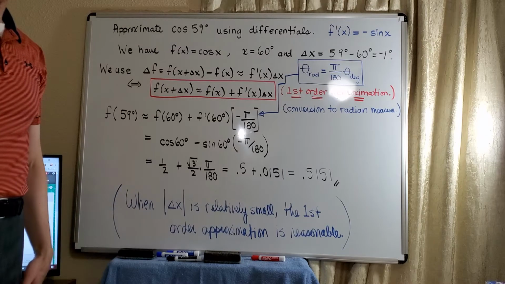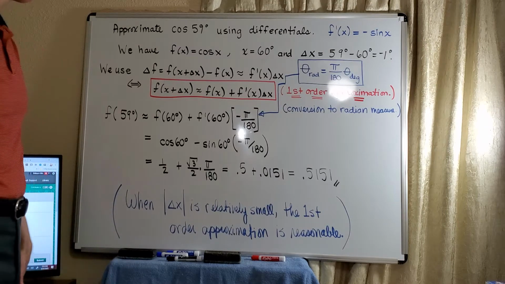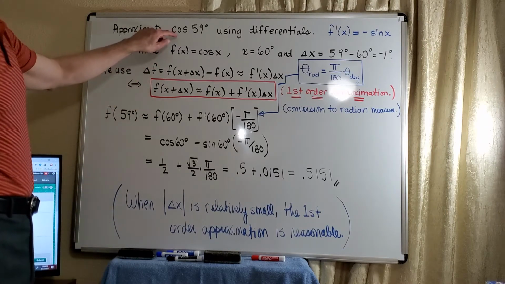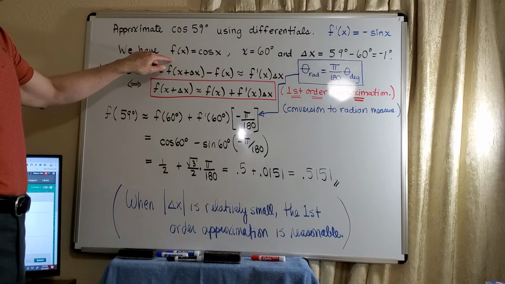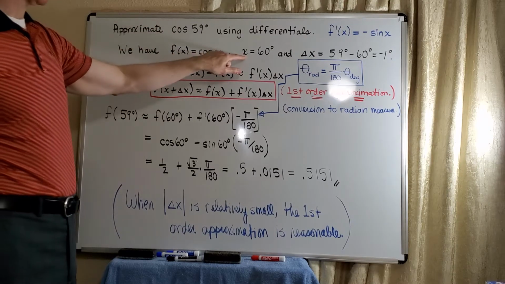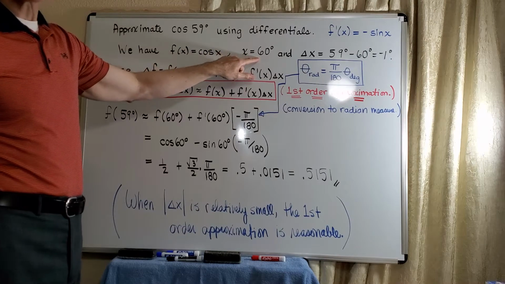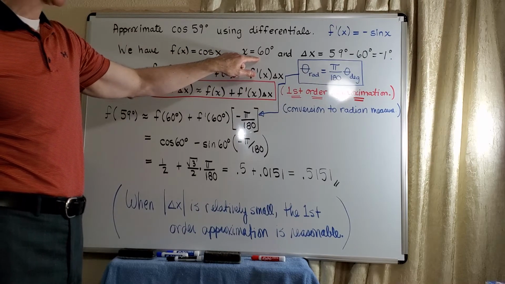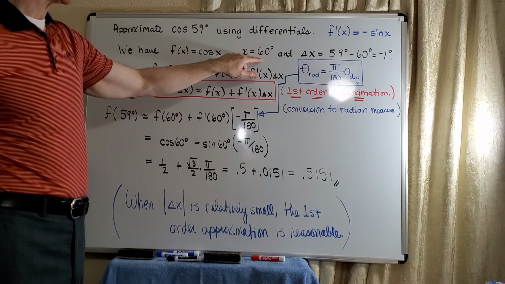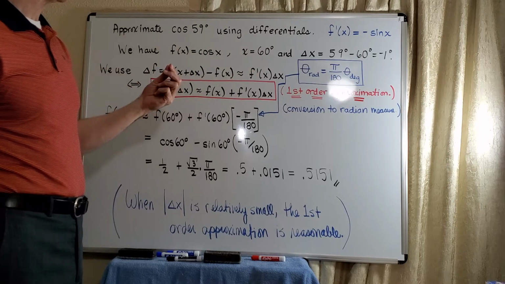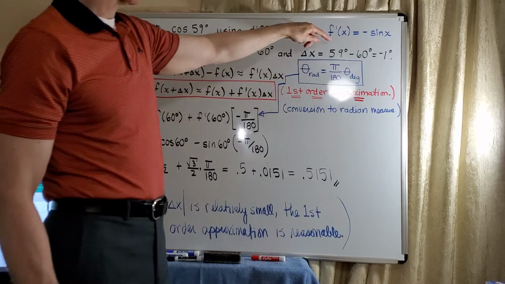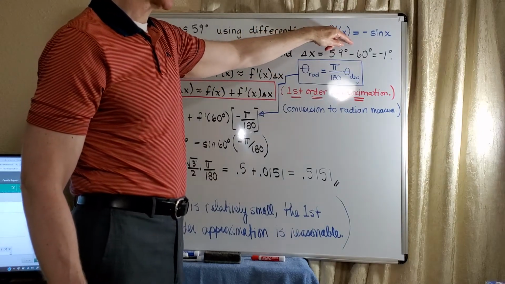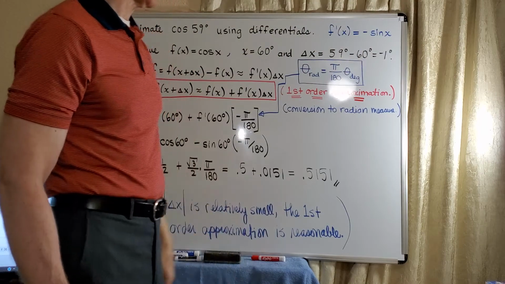Otherwise, the approximation destabilizes. So what we have here for cosine of 59 degrees, first we're going to define our function to be cosine of x, and our distinguished value of x is 60 degrees because we know what cosine is exactly for that degree measure. And so now what we're seeing is that our delta x will actually be -1. That is, we've got 59 degrees minus 60 degrees equal to -1.